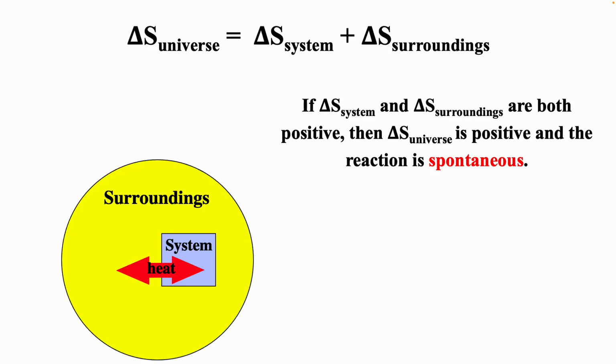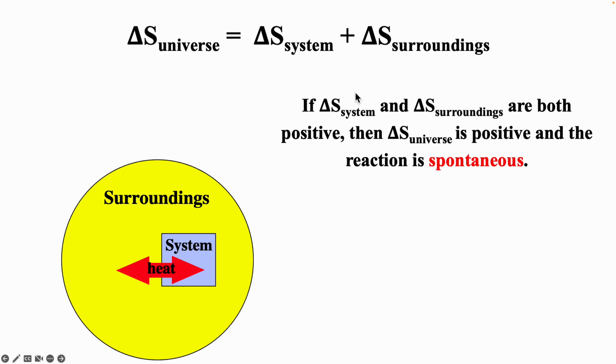So we've seen that we can think about the universe as composed of a system and surroundings. The only thing that can go between system and surroundings is heat and work. We're defining the system as a closed system. And so the change in entropy of the universe is equal to the change in entropy of the system plus the change in entropy of the surroundings.